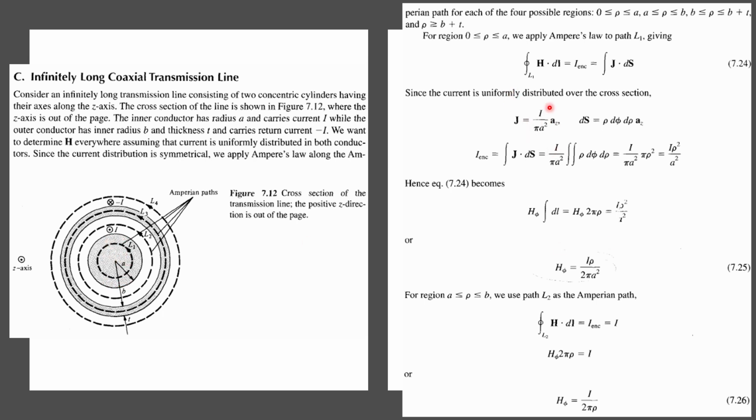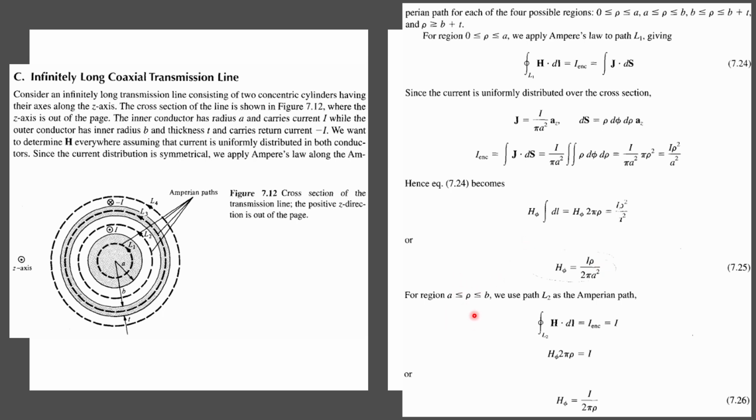First, inside this inner cable, we will find the current in this region. Current density will be I divided by pi a square, where a is the inner radius, and ds will be rho d phi d rho, the surface area. Then I enclosed will be equal to I rho square by a square. Using this, we can find H, which will be equal to I rho by 2 pi a square, using the same Ampere's law.